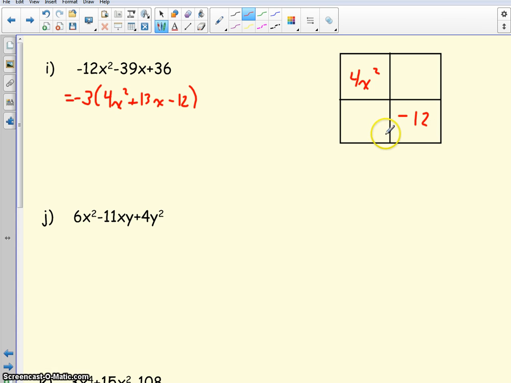Now, in the end, what works here is if you have 4x and x here, and if you try 4 and negative 3 here. So that gives me negative 3x here, 16x here. Again, I know it works because those add to 13x, which is what I have in my original expression here. So I get negative 3, 4x minus 3, and x plus 4.